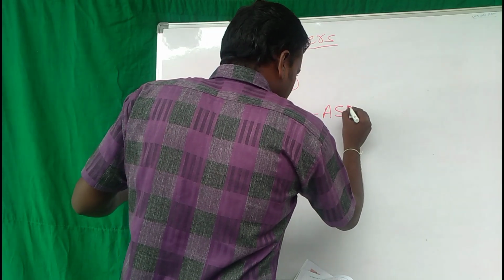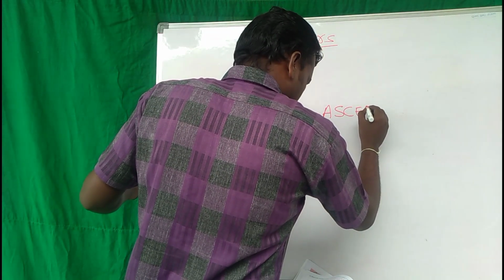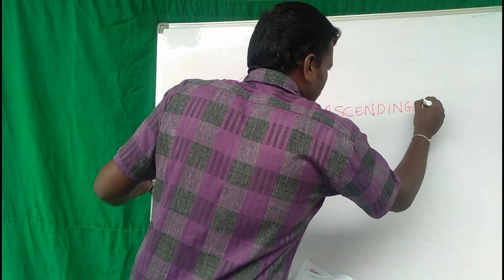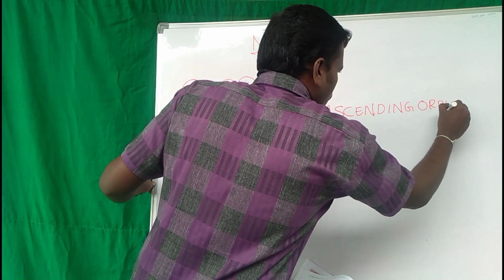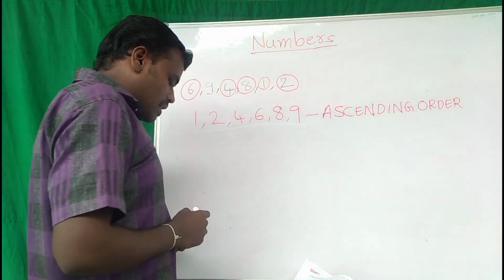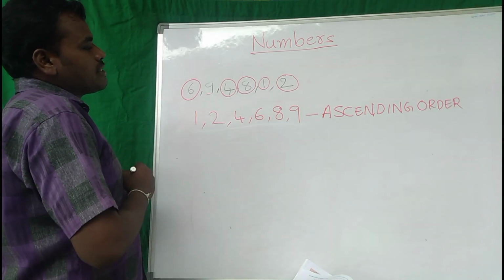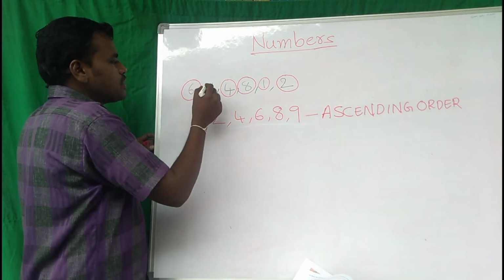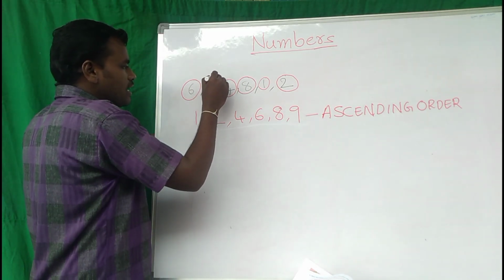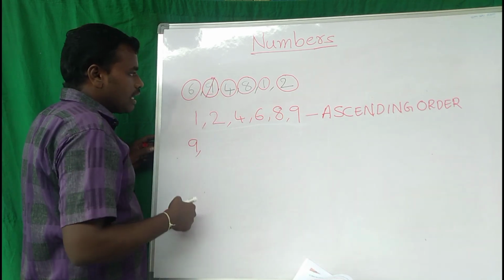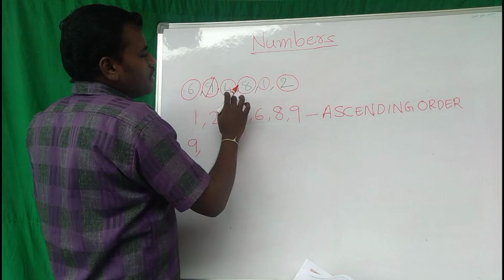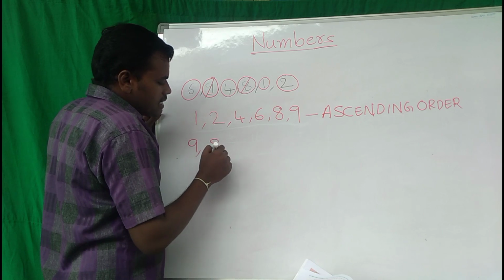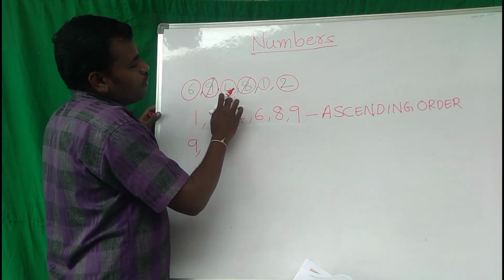Ascending order. Again, we write these numbers from big to small. In these numbers, which is the biggest one? 9 is the biggest one, so write 9. Among the remaining numbers, which is the biggest? 8 is the biggest, so write 8.